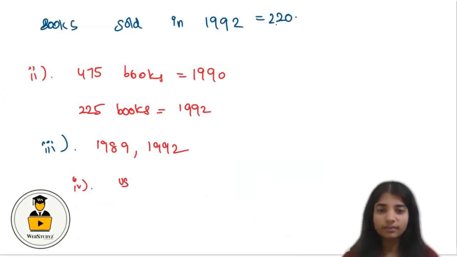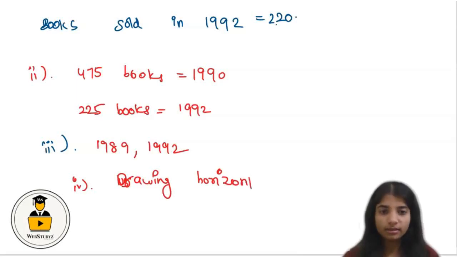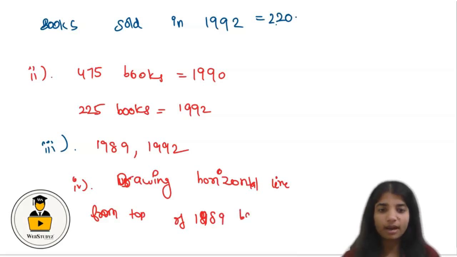So we draw a horizontal line from the top of the 1989 bar to the y-axis, where the line touches the y-axis is the number of books. So this is the answer to the given question.